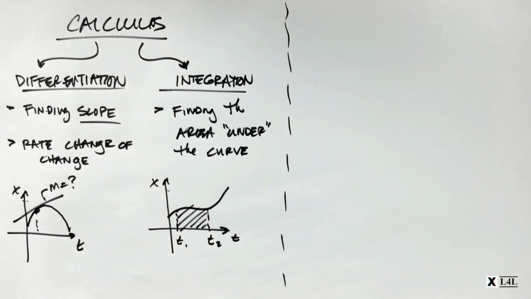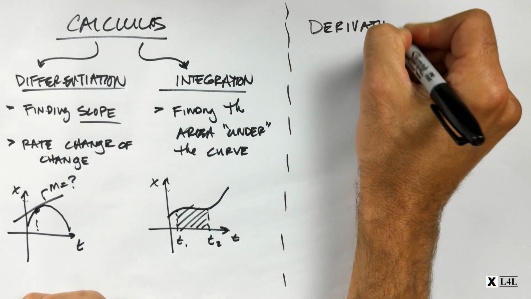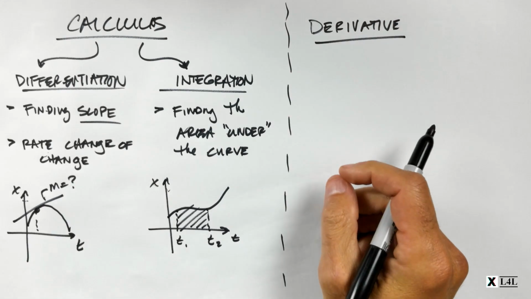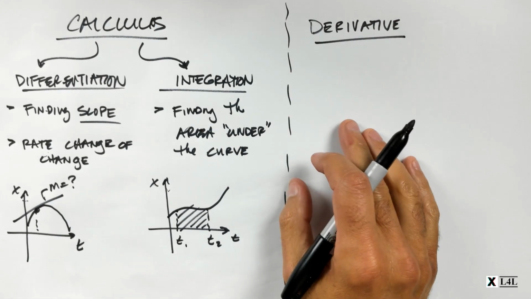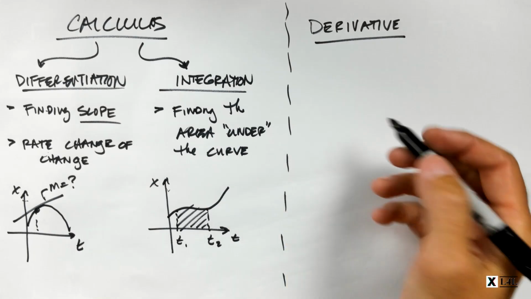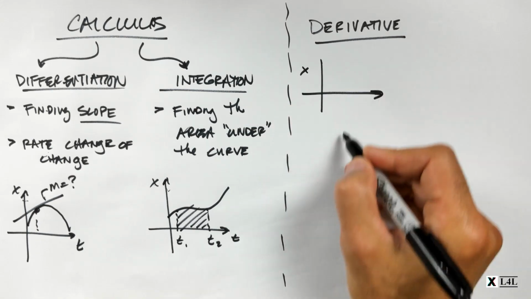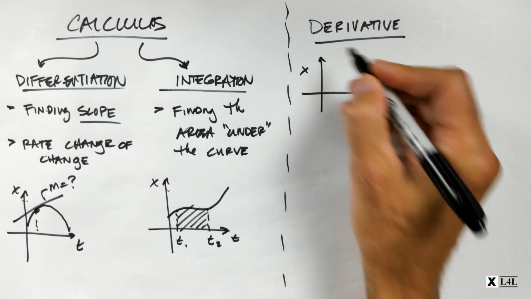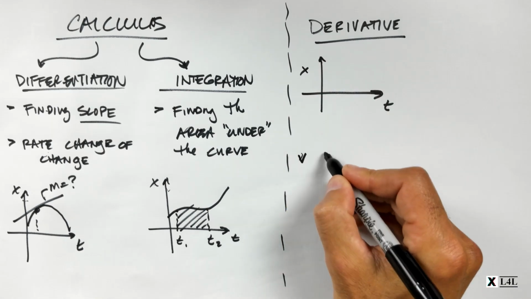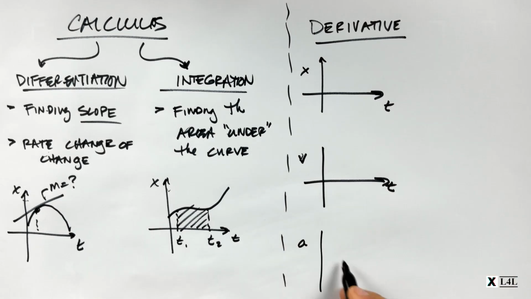So let's take a look here. Let's go back to, so we're going to talk about derivatives. Derivative. I really want to start with graphically what we already know about position, velocity, and acceleration functions. So let's look at a position versus time graph, and let's take a velocity versus time graph, and acceleration versus time graph.